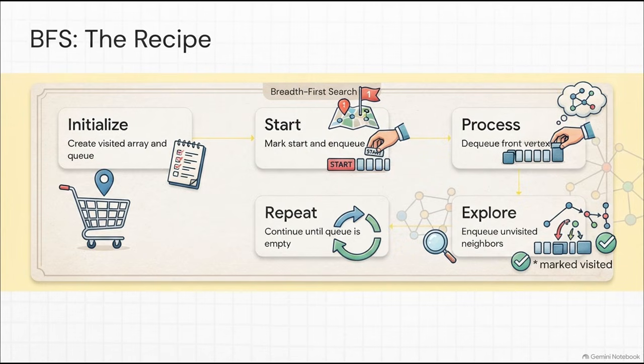Step 4, explore. We look at all the immediate unvisited neighbors of that point we just took out. We add those neighbors to the back of the line, and crucially, we mark them as visited right then. Step 5, repeat. We just keep looping through this until the line is completely empty. That is it. No intimidating pseudocode required.